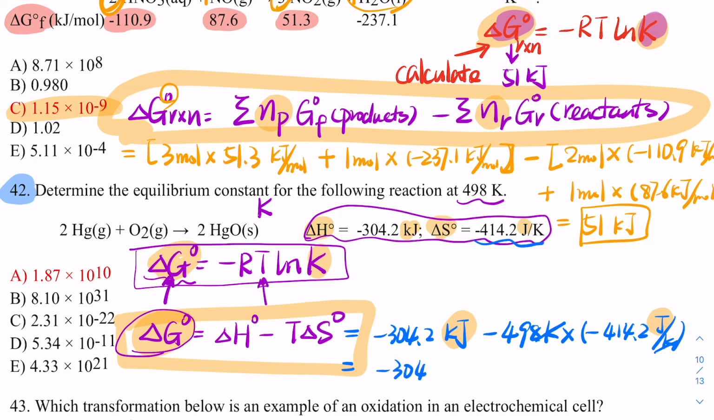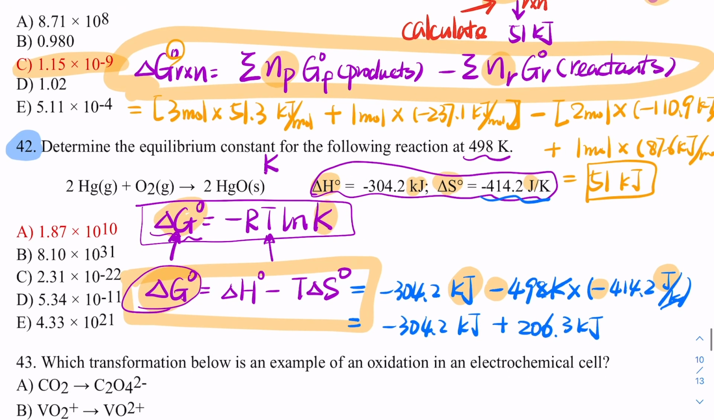So this is joule, and I'm going to divide by 1000 so that I get kilojoule. I did all that, and I get 206.3 kilojoule. You see, the reason I got positive is that I have two negative signs. Then you do that calculation and you get a value of negative 97.9 kilojoule. Once you get this value, think about it. You have delta G naught smaller than 0. You go, oh, this reaction will spontaneously go in the forward direction.